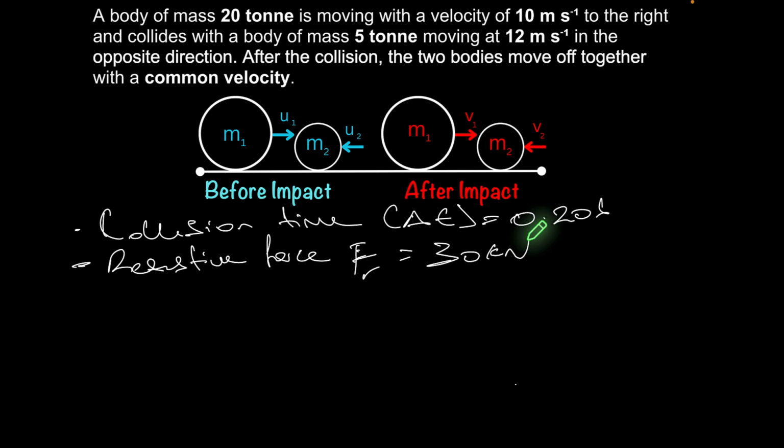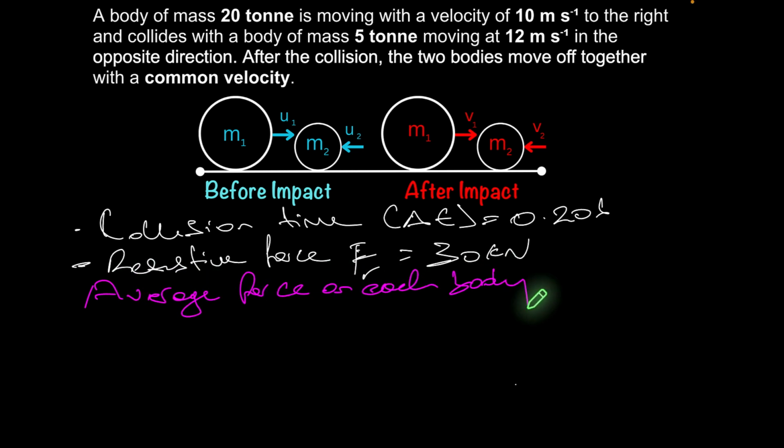We can now venture into other territories of analysis with this extra information. So we could look at now stuff like the average force on each body during collision. So if we do that, the average force on each body during collision, we will use this formula, F equals impulse divided by time.